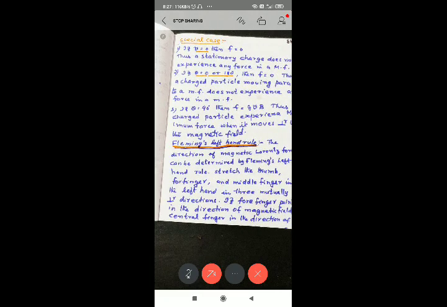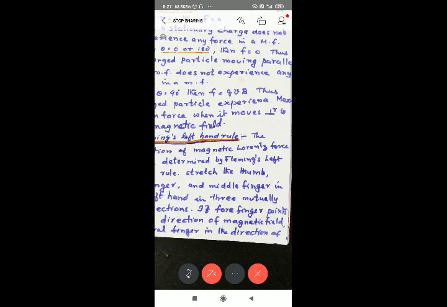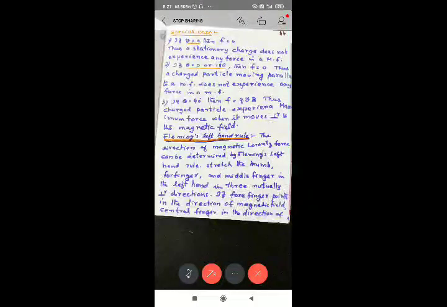If theta is equal to 90 degree, if the charged particle is moving perpendicular to the magnetic field, then F equal to QVB, since sin 90 becomes 1. So it experiences maximum force. A charged particle experiences maximum force when it moves perpendicular to the direction of the magnetic field. So F equal to QVB.